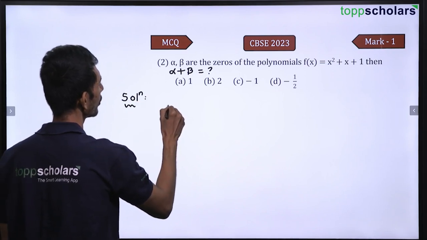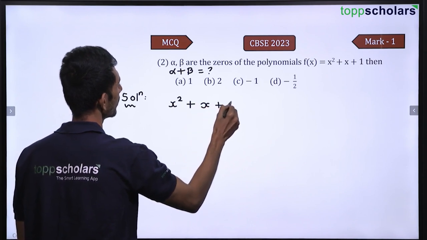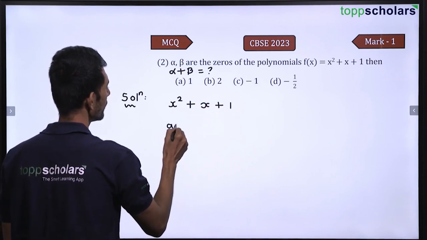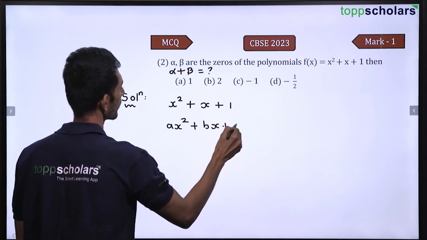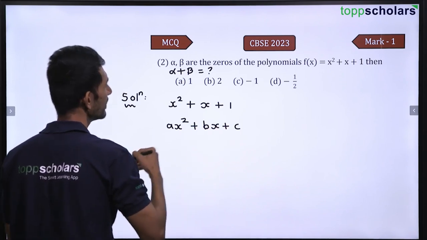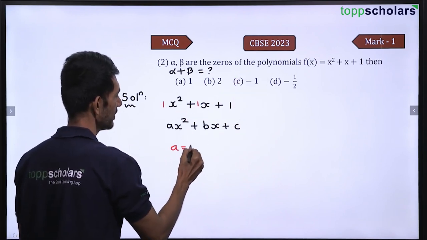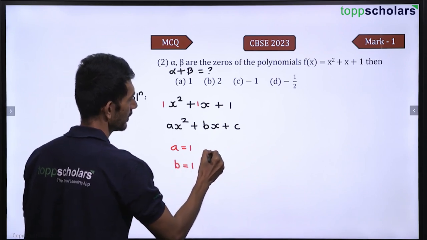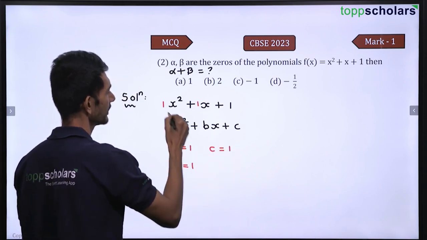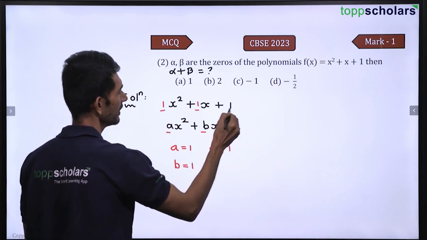What is the quadratic polynomial? x square plus x plus 1. What is the general form? Ax square plus bx plus c. What is a, b, c? This is 1, this is 1. Can I say a is 1? Can I say b is 1? And can I say c is 1? A is 1, b is 1, c is 1.